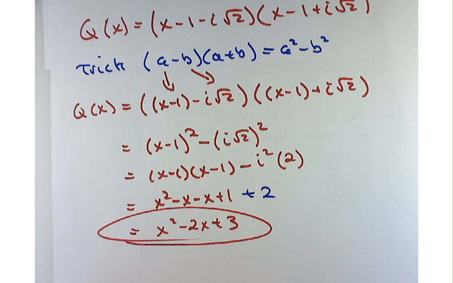Whew. There it is. That's your polynomial that has a root at 1 plus i times the square root of 2. And then by implication, you're going to have a root at its complex conjugate, 1 minus i square root of 2. Okay. Beautiful. That was a good one to get to.